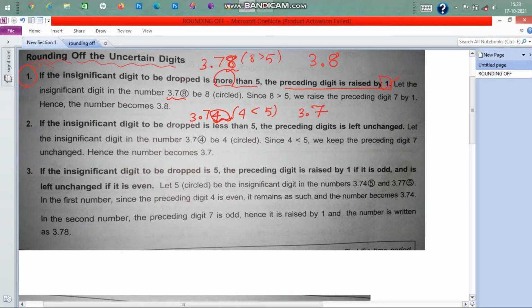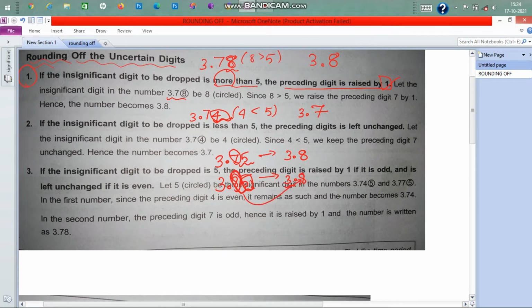Now there is the third rule. If the digit to be dropped is 5, then the preceding digit should be raised by 1 if the preceding digit is odd. Here 7 is odd, so we are making it 3.8. For example, 3.85, we want to drop 5. Remember that if the digit to be dropped is 5, then the preceding digit is left unchanged if it is even. Here 8 is even, so we are writing it as such.